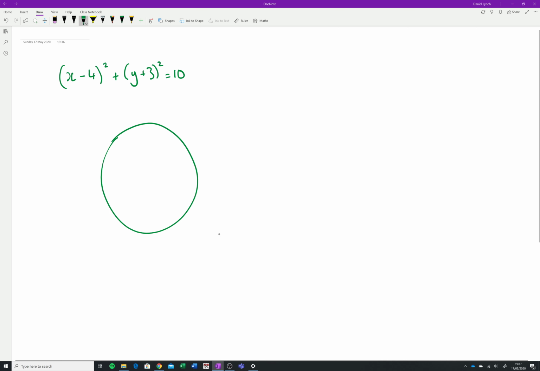So we'll say that there's an equation which is x minus 4 squared plus y plus 3 squared is equal to 10. And this is some circle, beautifully drawn. And what it's saying is, what is the tangent at a point which we're told, which is on the line, and this is (7, -4). What is the equation of that line there?